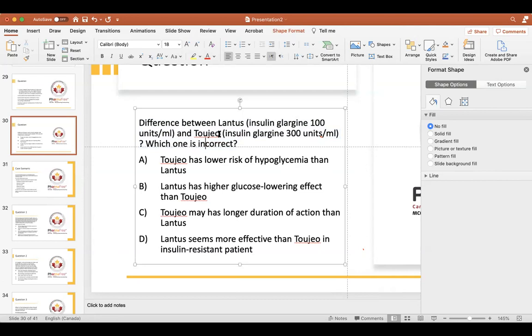Okay, so we have 3 correct answers and 1 incorrect. Which one? Aiz is saying it's number C.